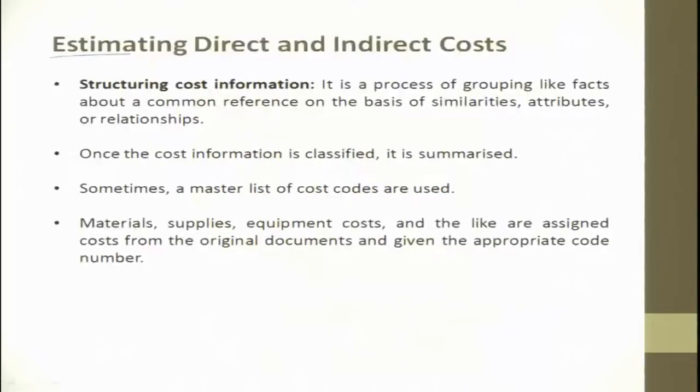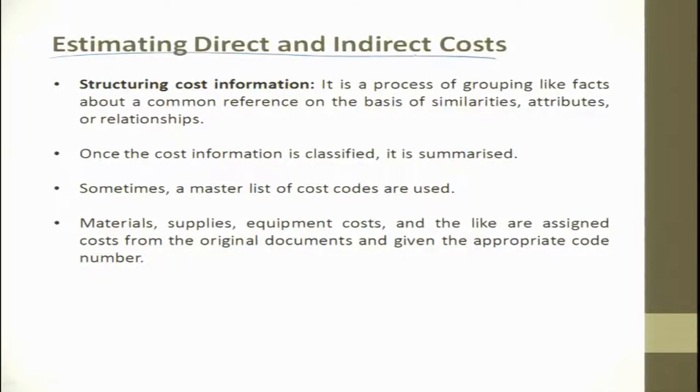Estimating direct and indirect cost. Direct costs are those where the material cost and the person involved in developing the product directly touch the product. That costing is called direct cost. Indirect costs are something like a supervisor or a computer purchased. All those things are called indirect costs.